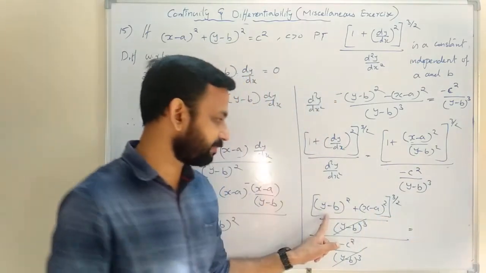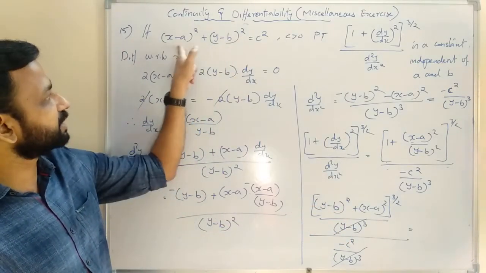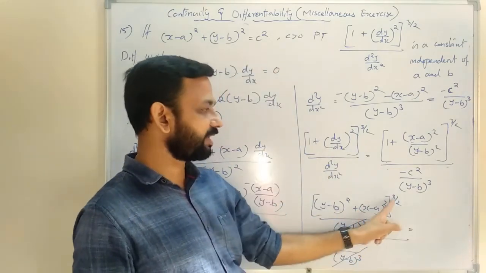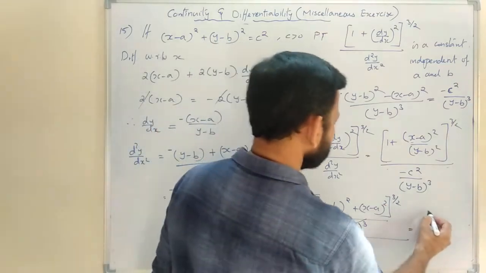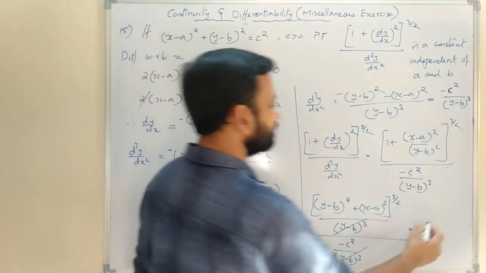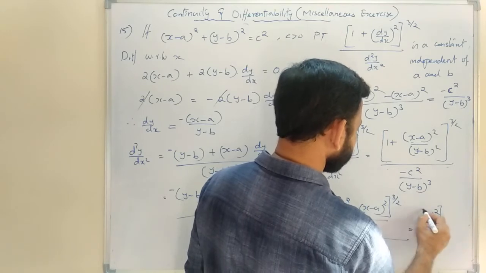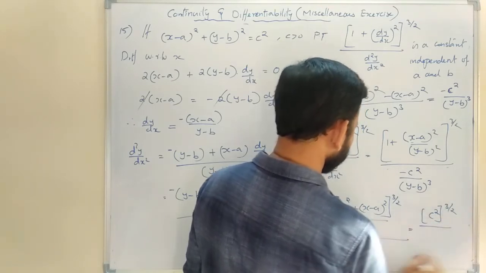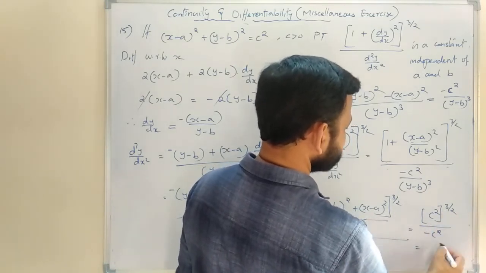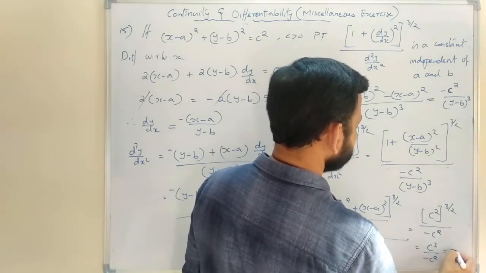And this expression, y minus b whole square plus x minus a whole square, can be replaced by c square. So here we will get c square raised to the power 3 by 2. So 2 and 2 cancelled, so we will get c cube, or we will write c square raised to the power 3 by 2 divided by minus c square, that is 2 cancelled, c cube upon minus c square, that is minus c.